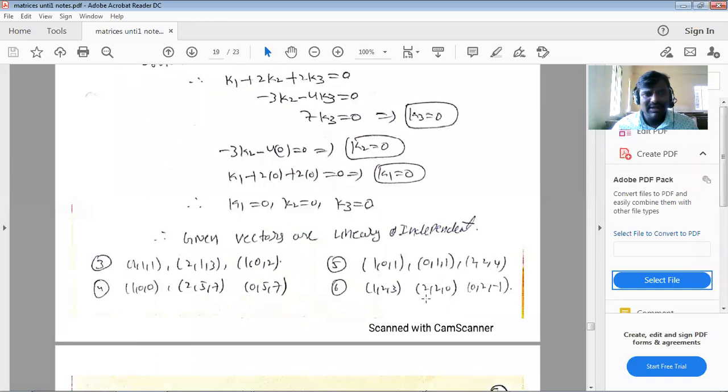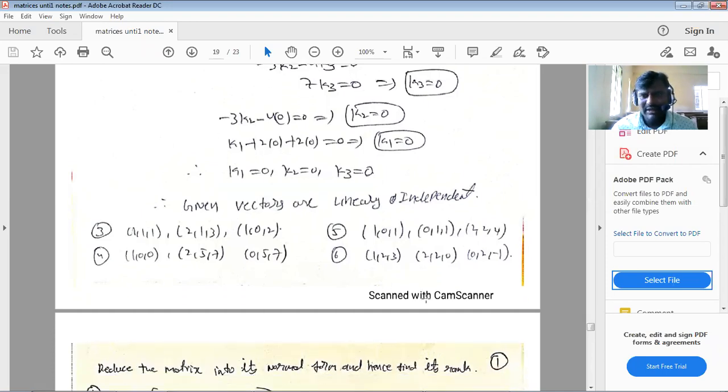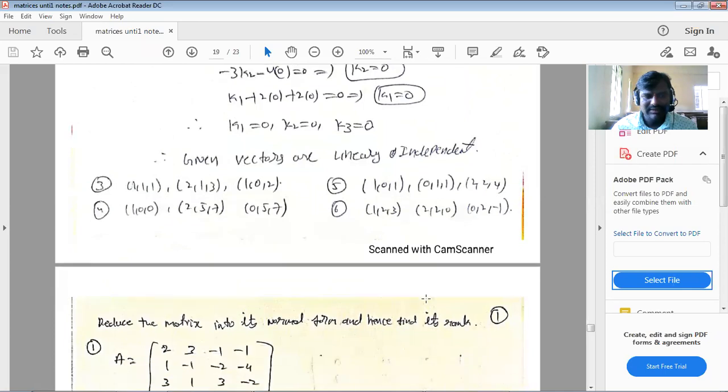Some problems are given. You just have to go through these and see which of them are linearly dependent and which of them are linearly independent. If we have linearly dependent, then we can find a relation. What is the meaning of relation? It means one vector we can write as the sum of the other two vectors, or the sum or subtraction of the other two vectors. That is called a relation between the vectors.